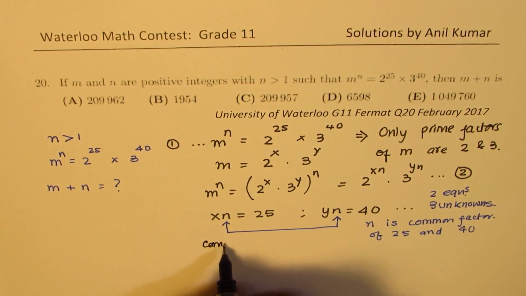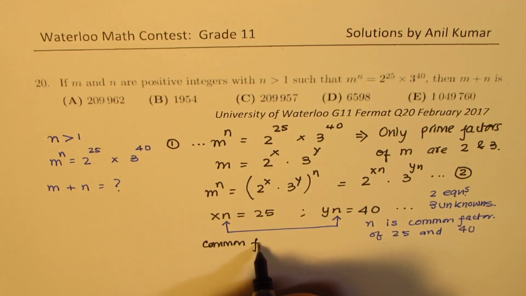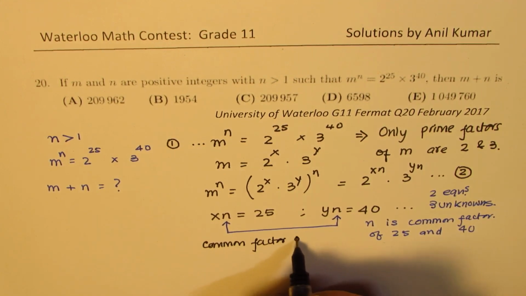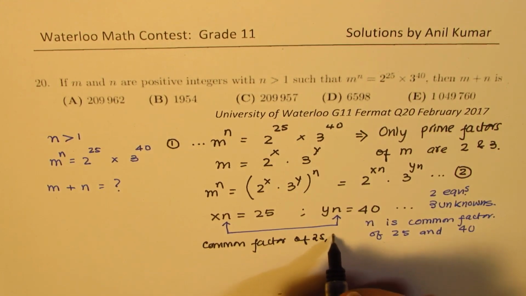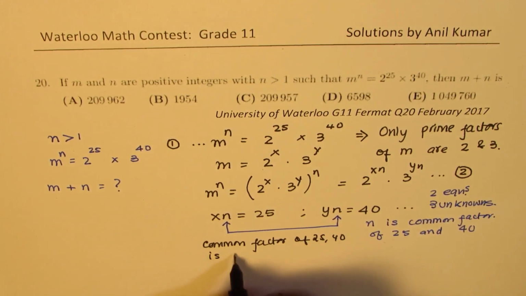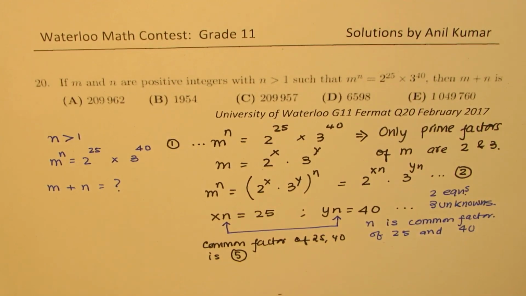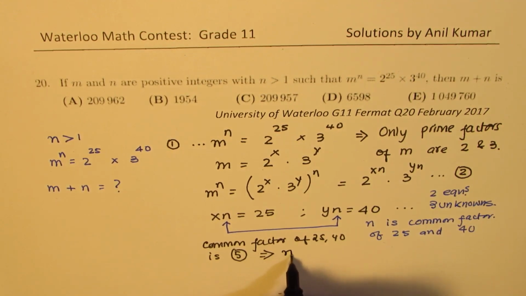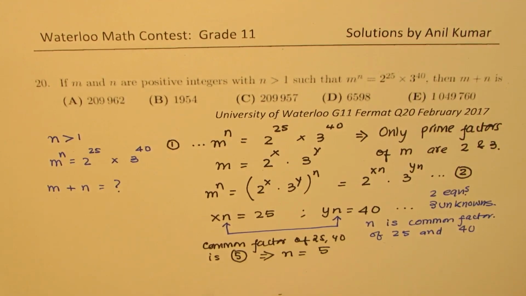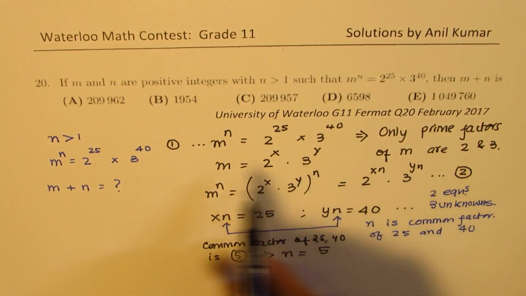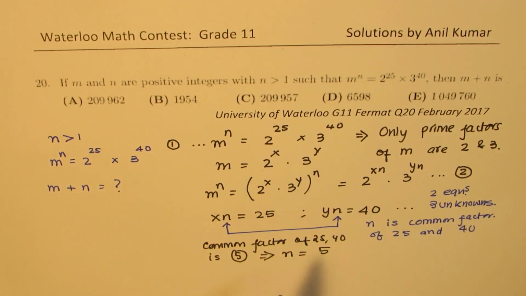Well, we know that the common factor of 25 and 40 is 5. Do you see that? And that gives you the value of n. So n is 5 for us. Well, that's not the equation number 5, which I'm writing as circles. Anyway, so we get n as 5.